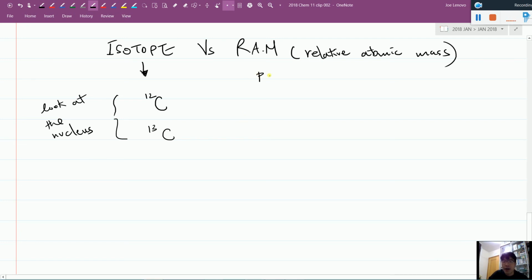P stands for protons, and N stands for neutrons. How many protons can you find in carbon? No doubt, 6. No matter whether it's carbon-12 or carbon-13, it has to be 6. The number of protons determines what type of element it is. When you have 6 protons, it has to be carbon. It can't be something else.